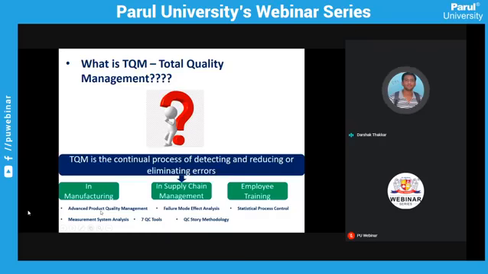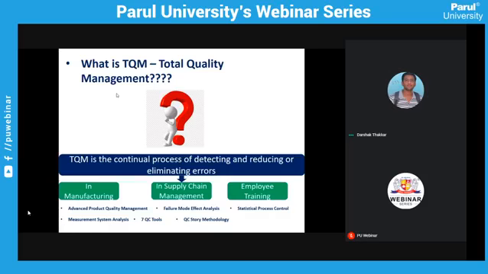Advanced product quality planning is generally used during new product development time. Second is failure mode and effects analysis. Basically, this analysis is done before any product is introduced into the industry. Then statistical process control, measurement system analysis, 7 QC tools, and QC story methodology. So these are some basic tools which are taken care of in total quality management.